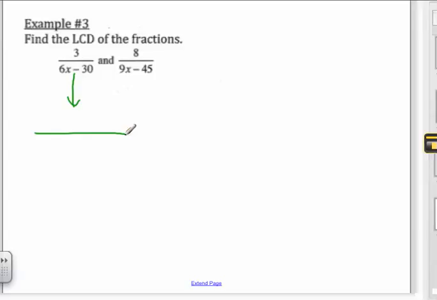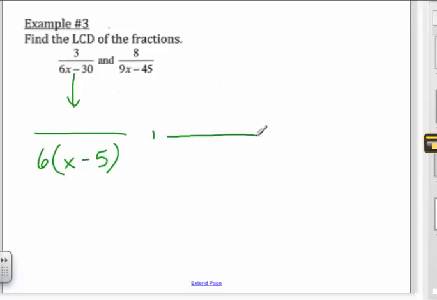Find out what it multiplies to. Well, I want to pull out anything that goes into each one of those terms, right? Do you see something that goes into 6x? What's that? 6. Okay, 6 times what? X minus 5. Good. Now, what I'm left with is x minus 5. Can I factor that at all? No. All right, so that's it.